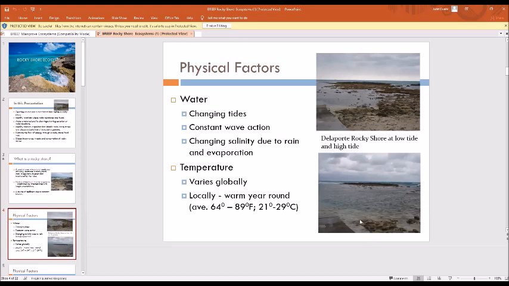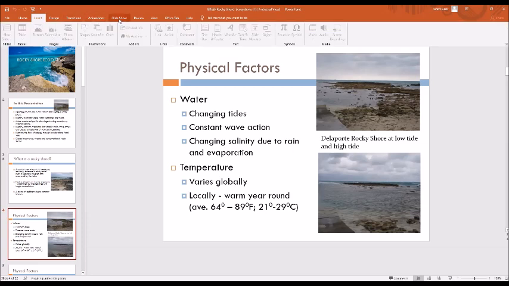That basically allows some of those organisms to once again be covered by water. That's going to help keep them cooler, protect them from the sunlight, and help bring their temperature down. And temperature is going to be another abiotic factor that we'll mention a little bit later.